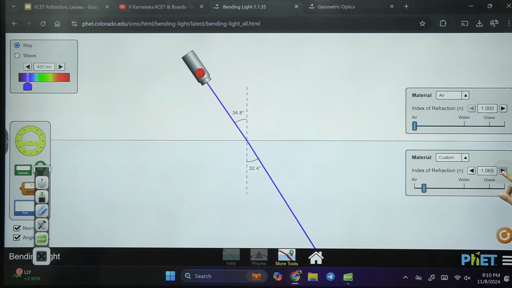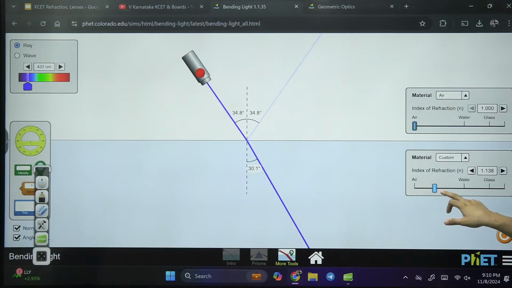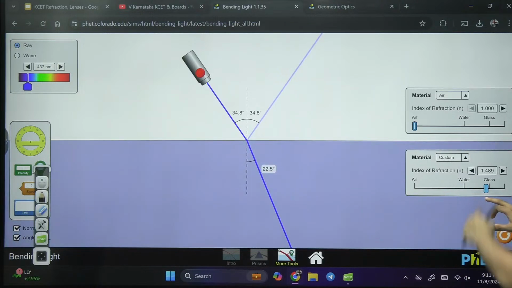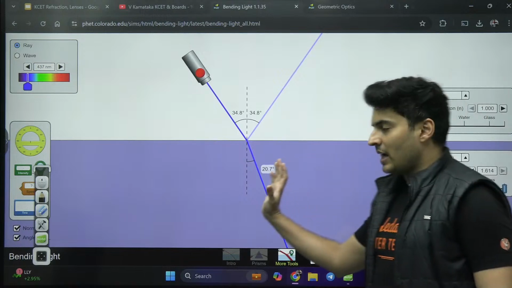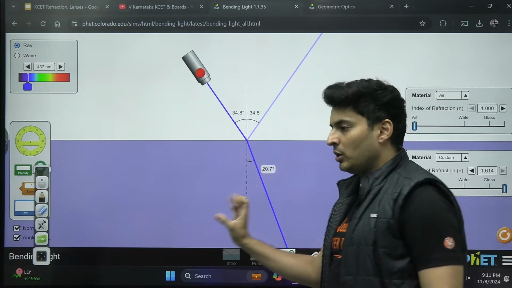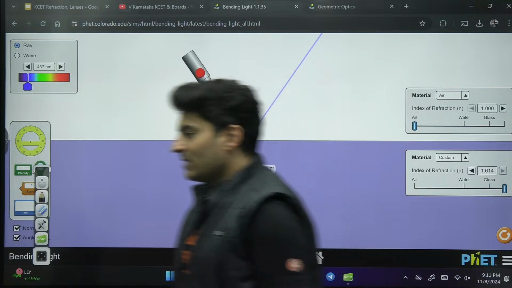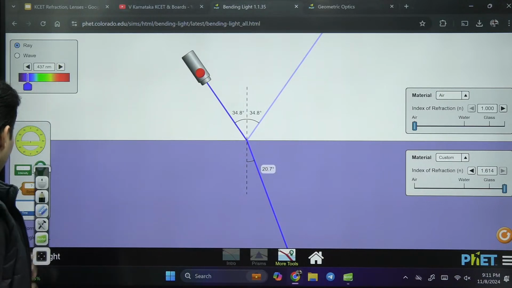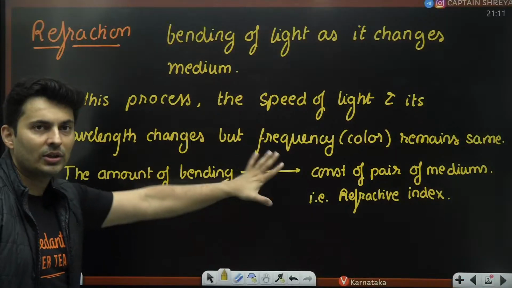Towards the normal. Can you see that, my dear warriors? Slowly the light is bending towards the normal. I hope you are able to see it. As I am increasing the refractive index, slowly it is bending towards the normal. Refractive index increases, so the more the refractive index, the more it will bend towards the normal. I hope this is absolutely clear. Okay, so that is what I have basically explained on this particular slide.